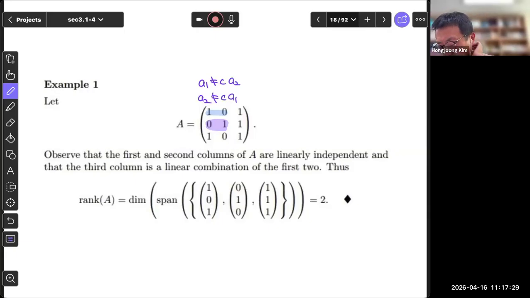So first, the two columns are linearly independent, but as you can see, the third column A3 is A1 plus A2. So only two columns are independent, but the third one is dependent. Then the theorem says the rank of matrix A, you can just count the number of linearly independent columns, which will be 2. So that is the rank of this matrix.